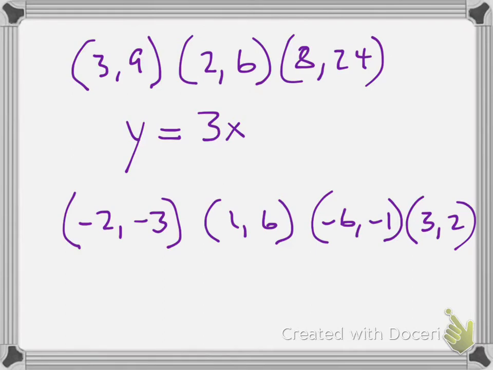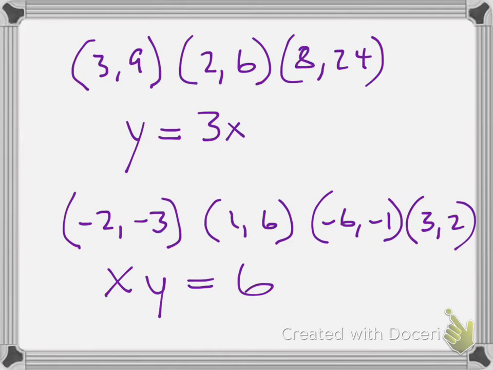What's the inverse variation here? x times y equals 6. What do you get if you multiply all of these x values by all of the y values in the pair? You get 6, right? Negative 2 times negative 3, 6. 1 times 6, 6. Negative 6 times negative 1, 6. 3 times 2, 6, right?